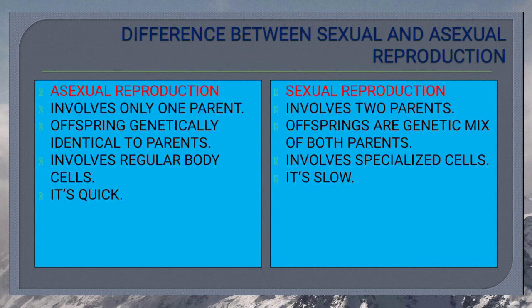Now, difference between sexual and asexual reproduction. Asexual reproduction involves only one parent, while sexual reproduction involves two parents. Offsprings are genetically identical to the parents in asexual reproduction, while in sexual reproduction, offsprings are a genetic mix of both parents. Asexual reproduction involves regular body cells. Sexual reproduction involves specialized cells. Asexual reproduction is quick, while sexual reproduction is slow.